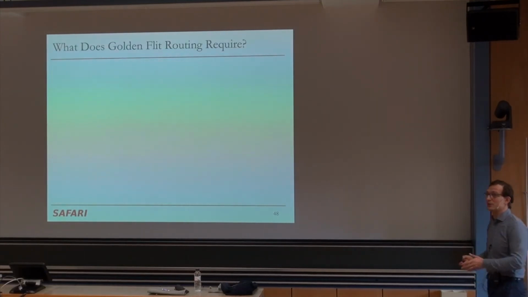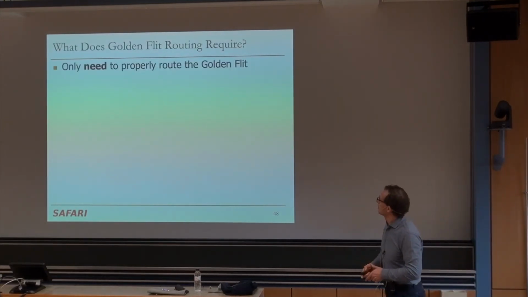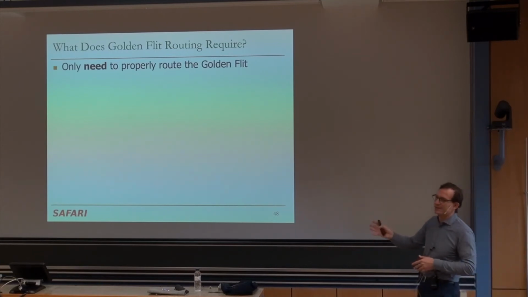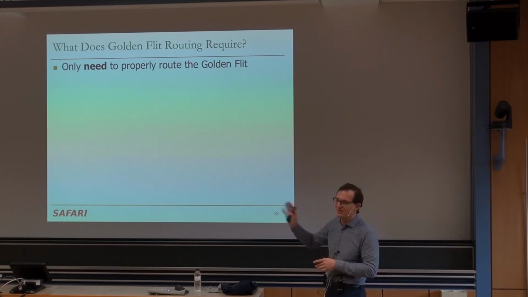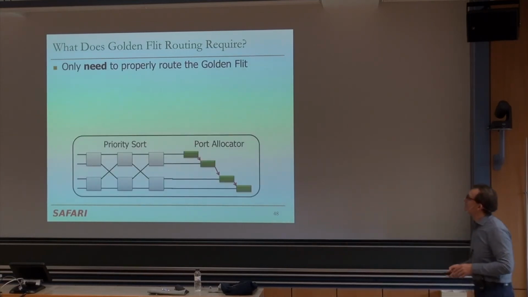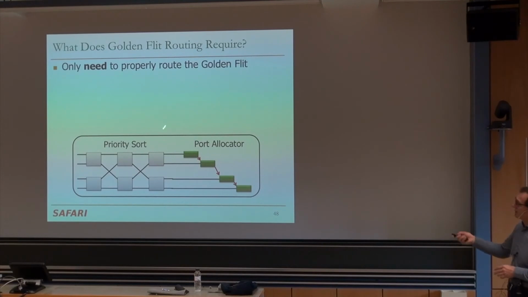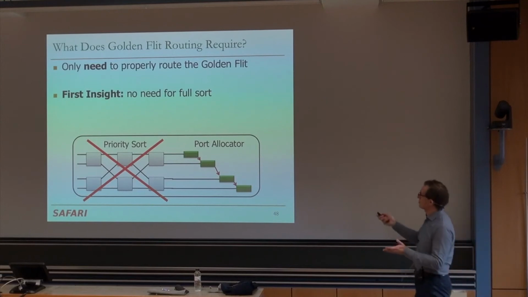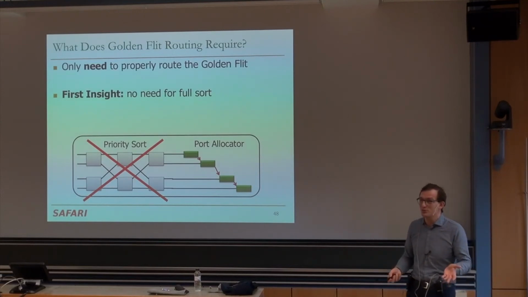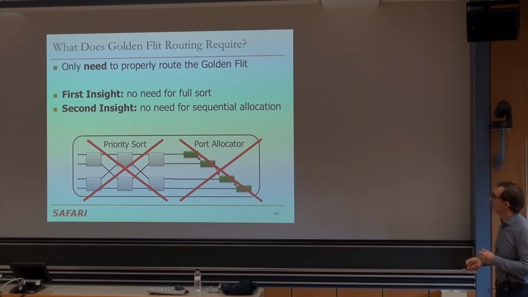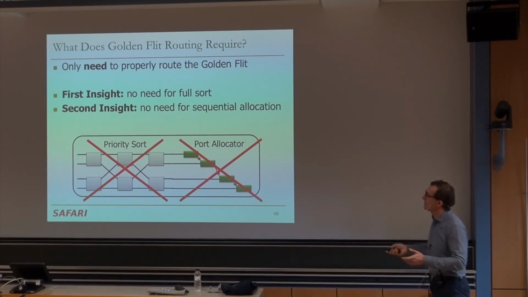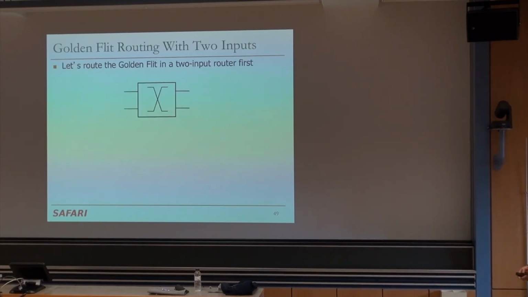Let's see how we can actually route that. Basically, you need to only properly route the golden flit. I'm switching between golden packet and golden flit, but they're really the same thing in the end. If you're doing flit-based routing, it's the same thing. Basically, that simplifies the router quite a bit. Now you don't need priority sort because you don't have priorities. You just know which one's the golden flit. And you don't need sequential port allocation because we're going to be more liberal in what we do with our ranking. And you can actually improve upon this, as we will see later.